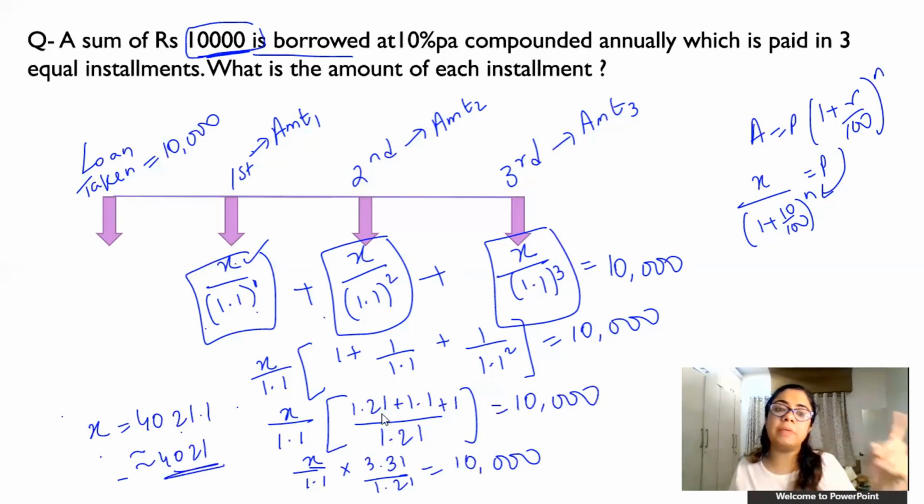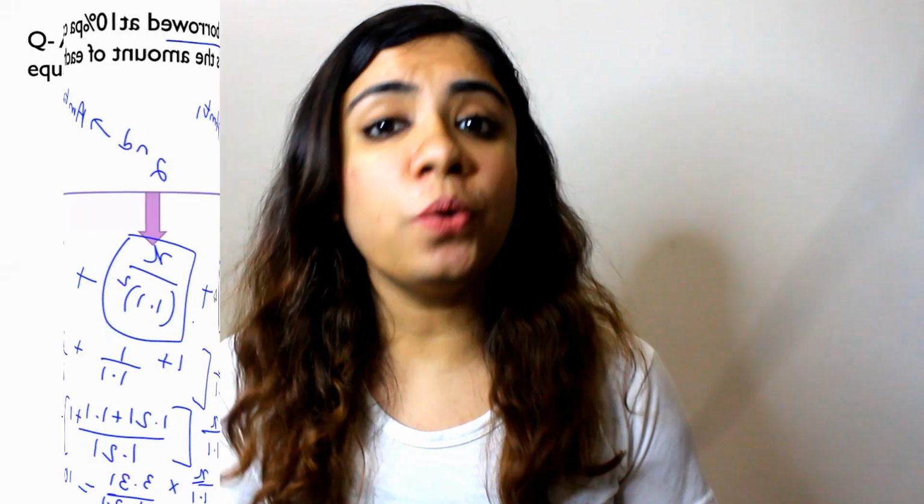So if you remember, in the previous sum we got the same installment. So you can use either the amount due method, calculate the amount and equate everything to your amount due, or you can take the present value or the principal value and equate everything to your principal value. So guys, this was all about installments at simple and compound interest.